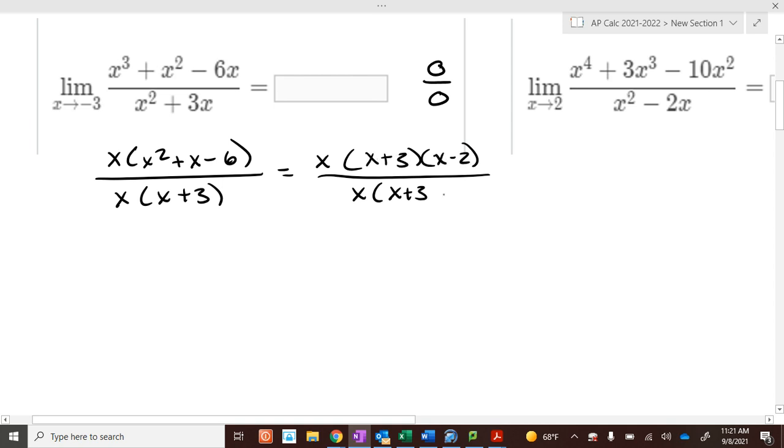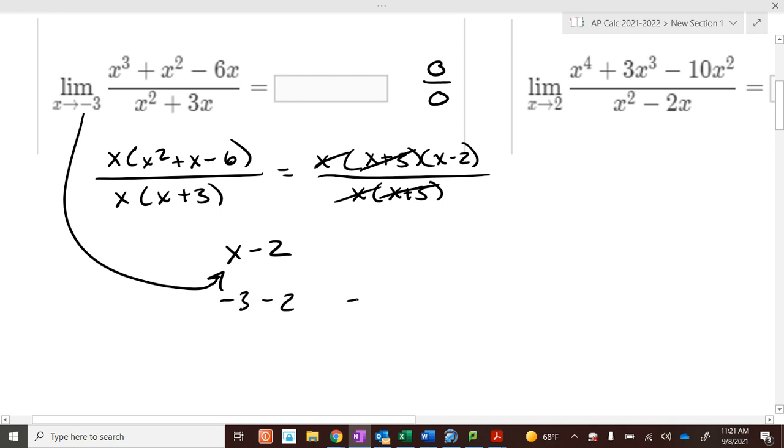Generally, you want things to cancel. So if you see something on the bottom, the top is probably going to have something cancel too. All of a sudden, we get x minus 2. And we have the limit as x approaches -3. If we stick the -3 in there, we get -3 minus 2. The limit is -5. The limit exists. It's -5.